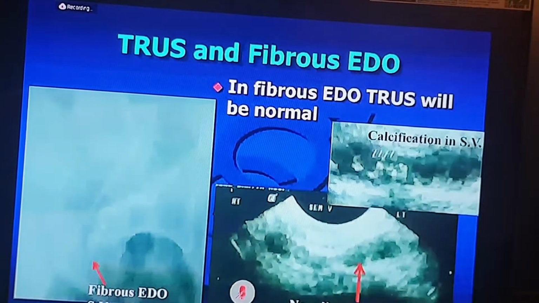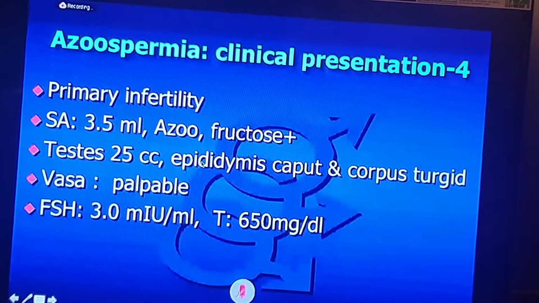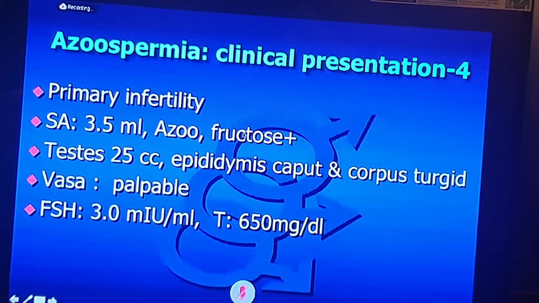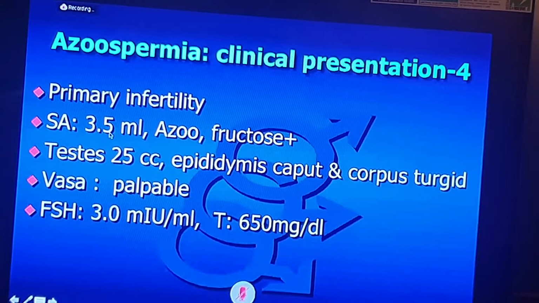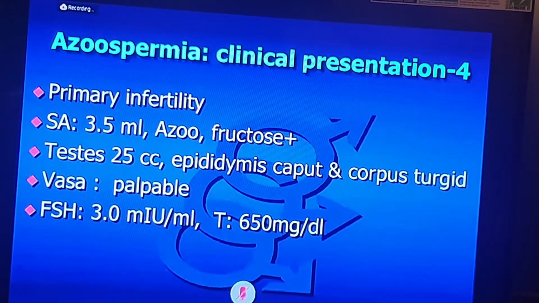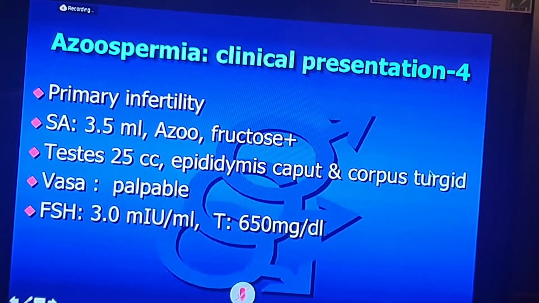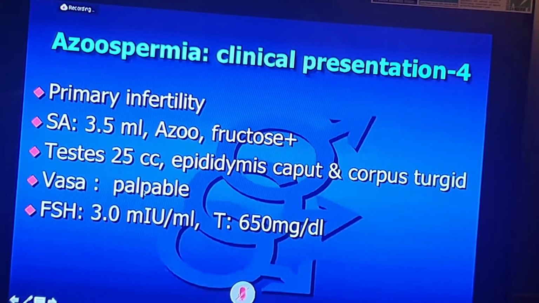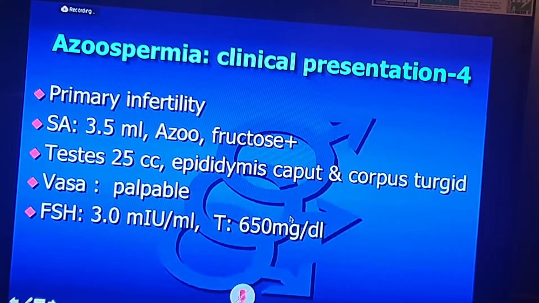Now, the second kind of patient is one where there is azoospermia, fructose is present, volume is good. Here the clinical examination becomes very important. If the testis is good, epididymis and body is turgid, but is palpable, hormones are normal, most probably this is a case of obstructive azoospermia.